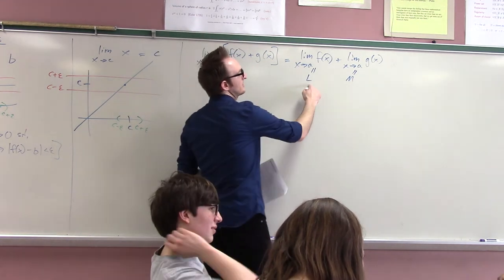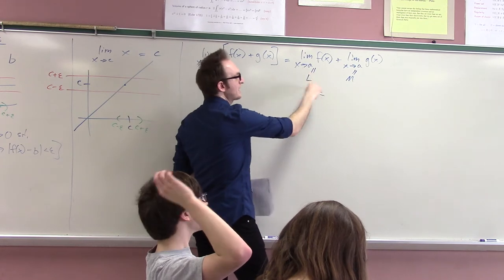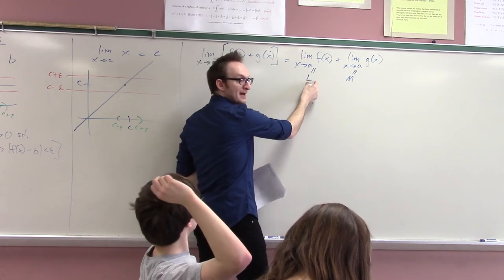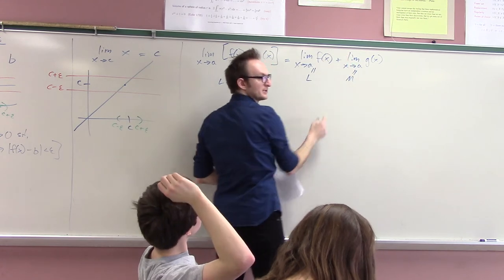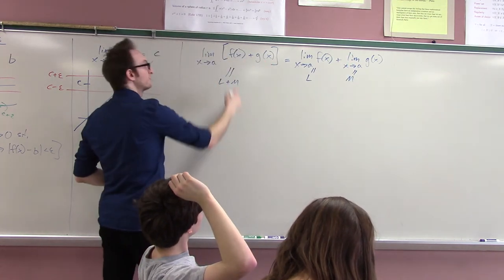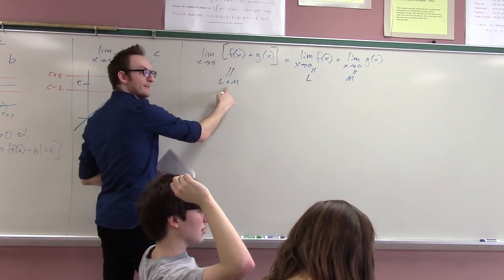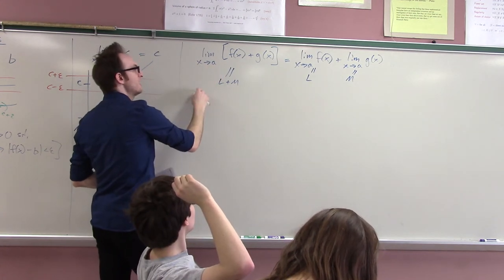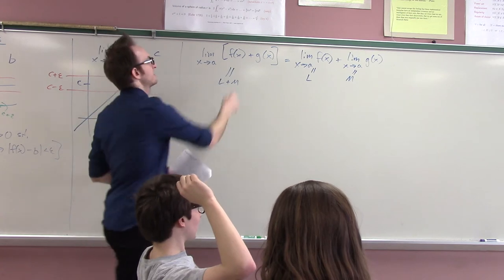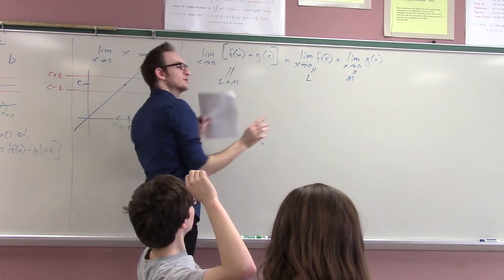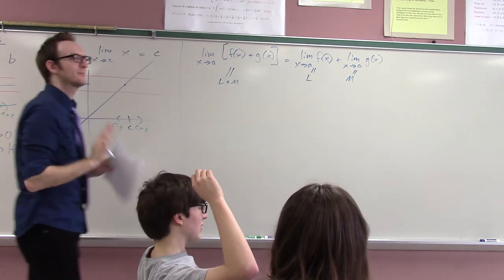Since this limit exists, for any epsilon there is some delta that works here. And since this limit exists, for any epsilon there is some delta. And then what you must do to prove that this limit is L plus M is show that for any epsilon, you can find some delta such that this function always lies within epsilon of L plus M. So it's actually somewhat complicated, high-level activity.